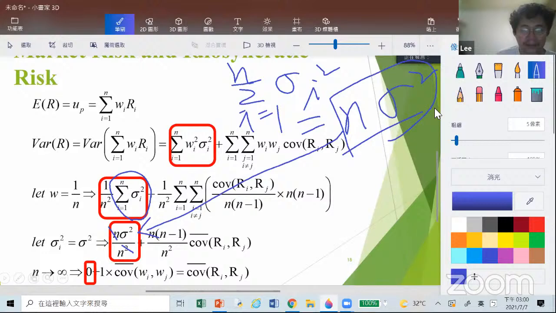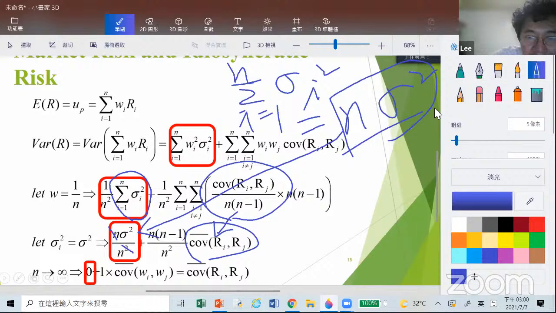And for the other one, I just divide by n minus 1. So this one, I just rewrite to be this one. And here, the n times n minus 1 is here. So now I just let n approach infinity.